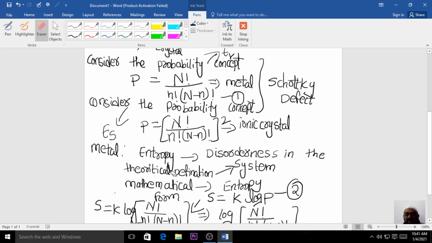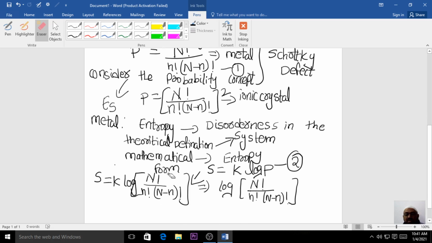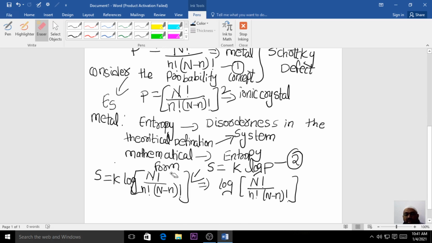This is a theoretical definition. So how will we write the same entropy in mathematical form? It can be written as S is equal to K log P. Now let us consider this as the equation. See, we are considering the metal now, right? First we will deal with the metal, then we replace the metal with the ionic crystal, and it is very easy if you compare and do the derivation. Now this is S is equal to K log P. This is equation number 2.